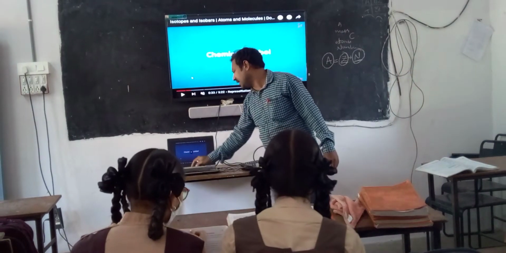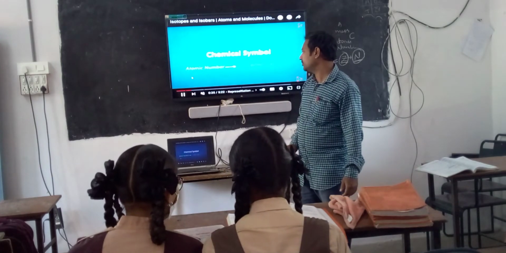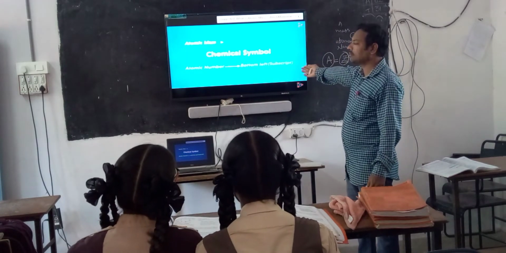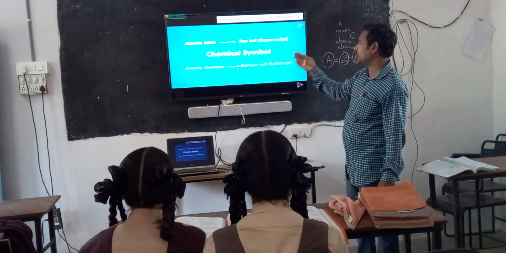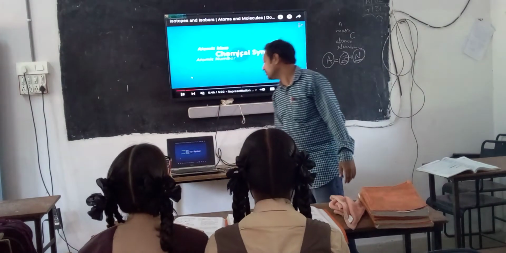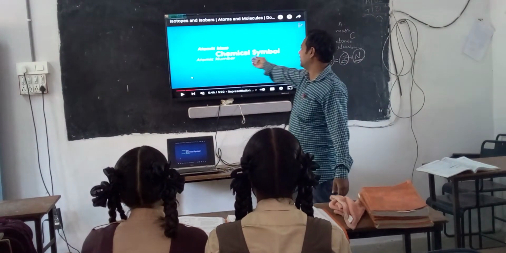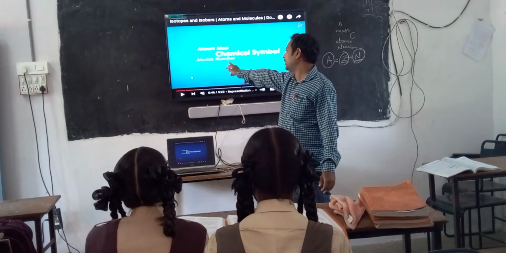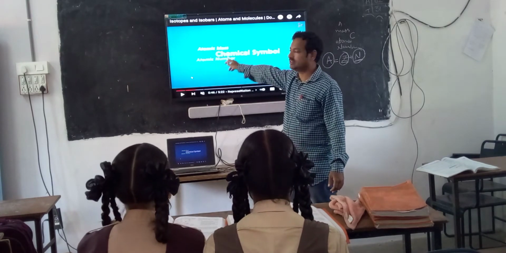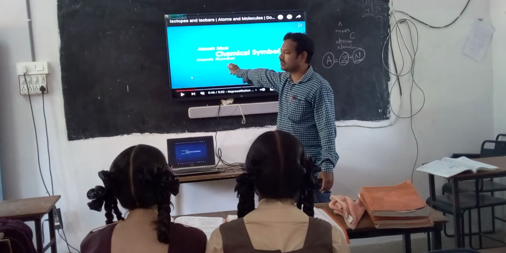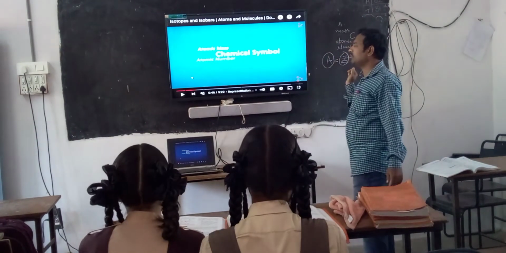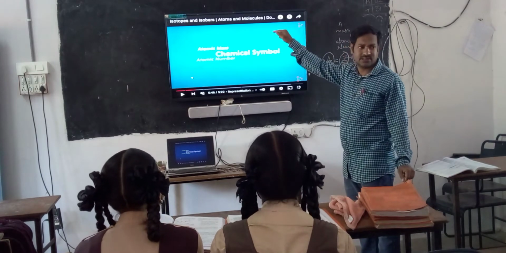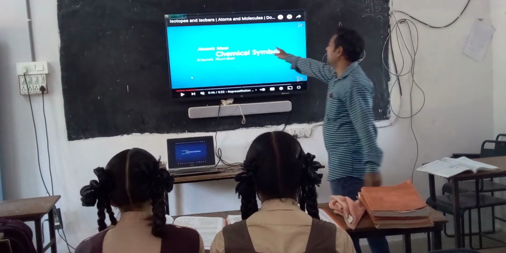How can we write the chemical symbol? The atomic number we write at the bottom left, which means subscript. Subscript means down. The atomic mass we write as a superscript, at the upper left. The atomic number at the lower left is called the subscript, and the atomic mass at the upper left is called the superscript. We write the symbol like this.